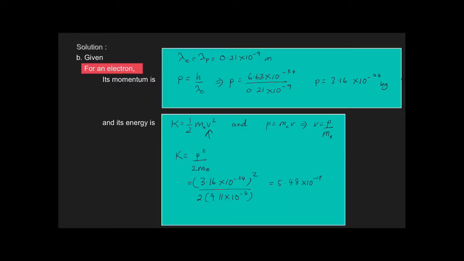5.48 times 10 to the power of negative 18, but this is in joule, so we want our answer to be in electron volt. So we have to divide this by 1.6 times 10 to the power of negative 19, and our answer will be 34.3 electron volt.